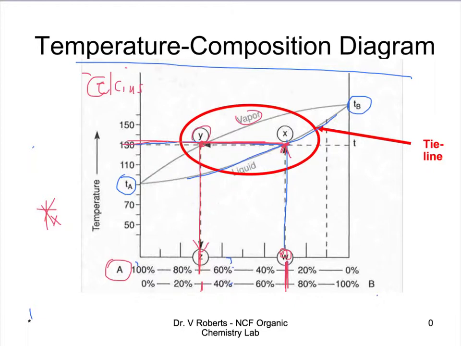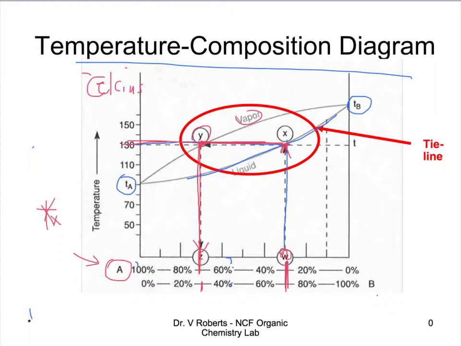Alright, and to find the composition, we draw a vertical line down to the x-axis, and that gives us Z, and that's telling us that our condensate is now 70% A and 30% B. So it's enriched in the lower boiling point component, A.